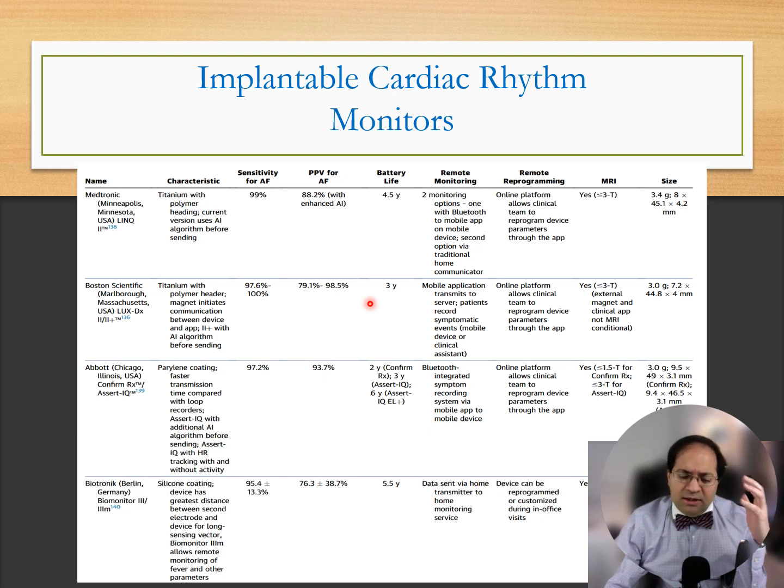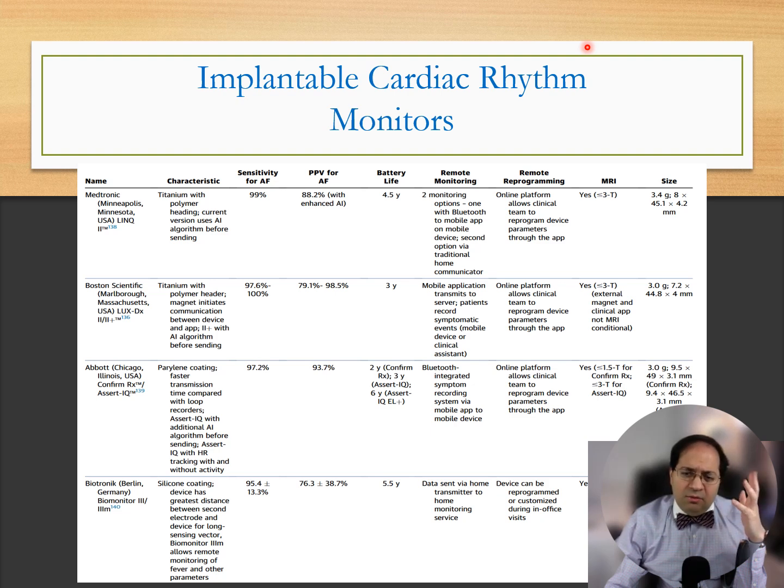At 1 year, they can diagnose up to 12 to 16% of atrial fibrillation, and then at 2 years or 3 years, this goes around 23 to 28%. They have high false positives because of noise, because of PACs, because of PVCs, but recently with better programming and with AI help, we have better sensitivity and specificity.